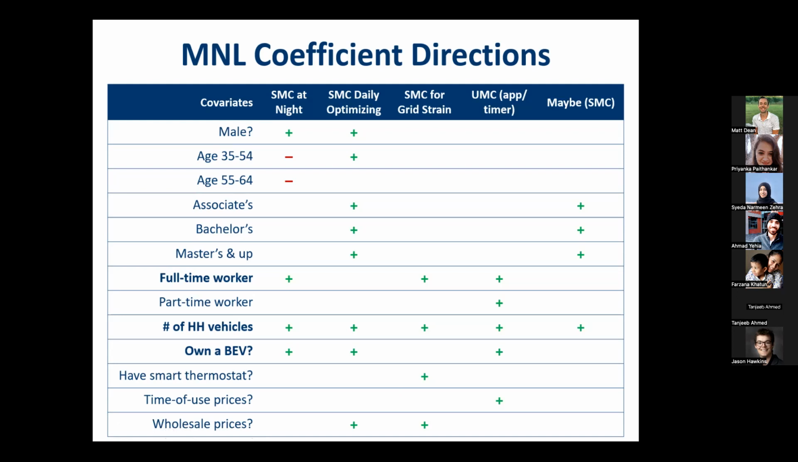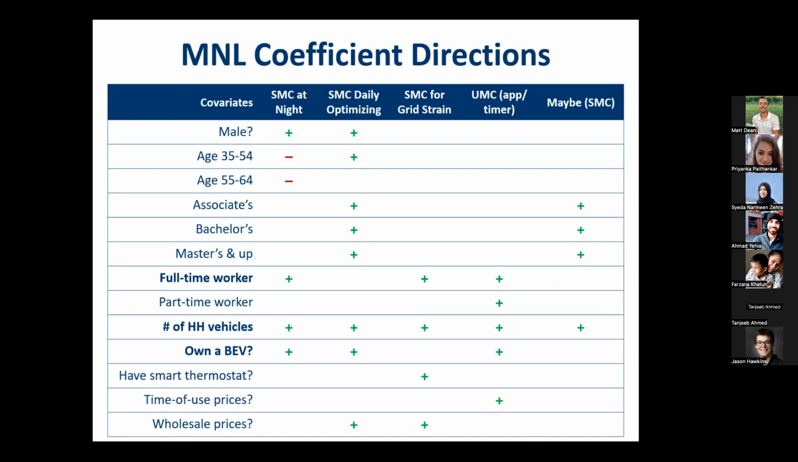Adults between the ages of 35 and 64, relative to young and old adults, are less likely to prefer SMC at night relative to the other choices. Educated adults are more likely to choose SMC for daily grid optimization or be on the fence for SMC. As households have more vehicles, adults prefer charging options relative to dumb charging. Those who own a BEV prefer these charging options more than the others, perhaps because they have experience with charging and find these options would be easy and convenient.